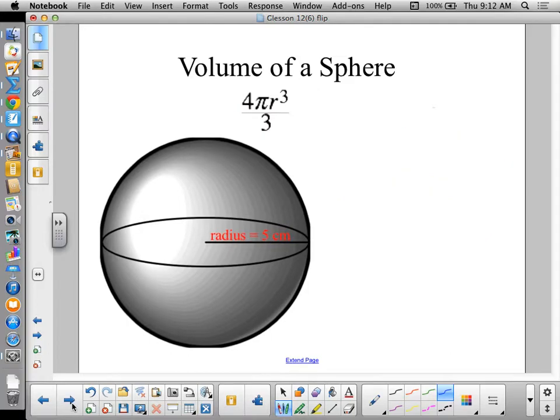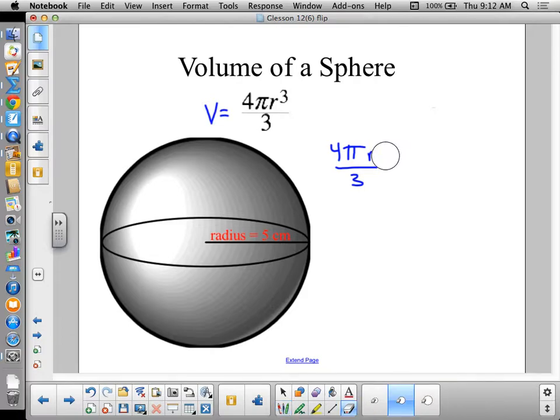For the volume of a sphere, the formula is a little more complicated, but it's not too bad. The volume, again, depends only on the radius, and it's just 4/3 pi r cubed. So 4 pi r cubed over 3. In this case, radius is 5. So it's going to be 5 cubed.